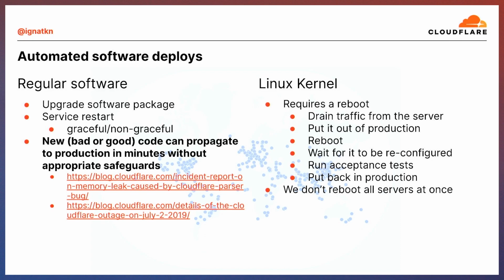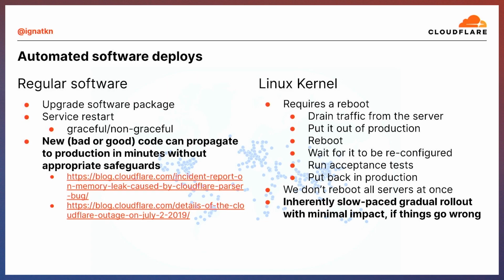It's not a fast process. Also, while we built this reboot automation, we were not insane, and many companies are not insane. You won't be rebooting all the servers at once. You will most likely have a reboot automation which reboots servers in batches or even one by one. So a kernel deploy is inherently, even if you don't have specific safeguards, a slow-paced, gradual rollout with minimal impact. You have servers slowly rebooting one by one, and you have a lot of time to notice that 3 new servers we just rebooted have some kind of problem, and you have a lot of time to stop these reboots and revert with minimal impact.